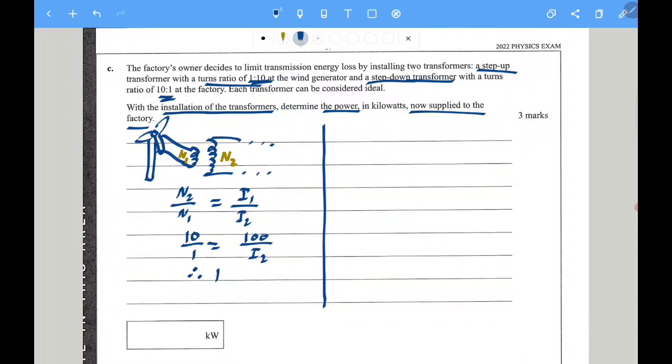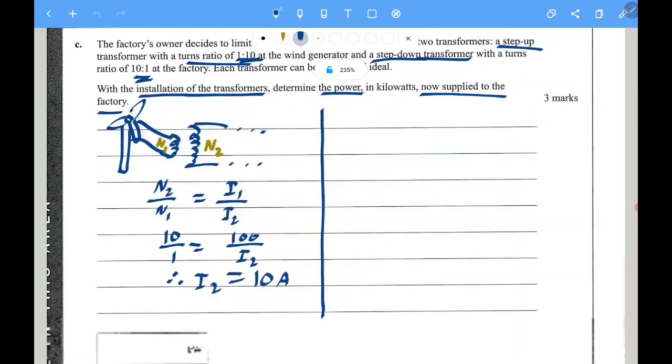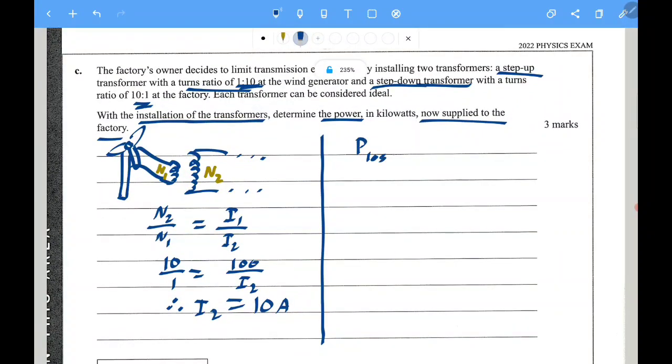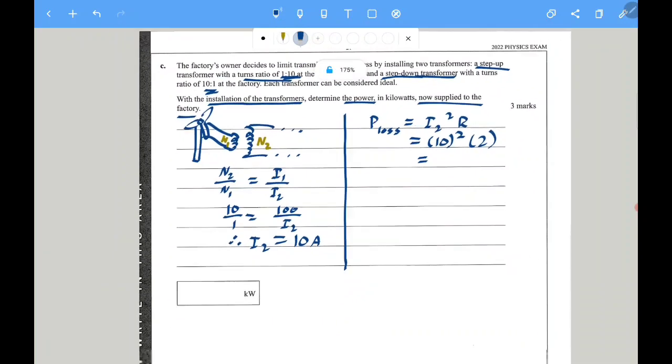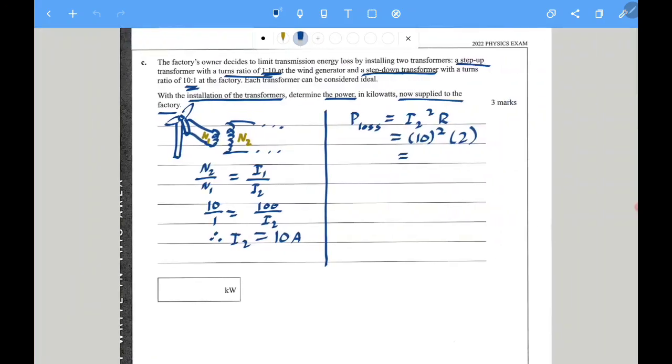So if we make these substitutions, we will get that our final current is actually reduced from 100 amps over here to now only 10 amps. So our power loss, which is given by, again, I squared R, will now be reduced by a factor of 100, believe it or not. That is a pretty big reduction in the value of the power loss.